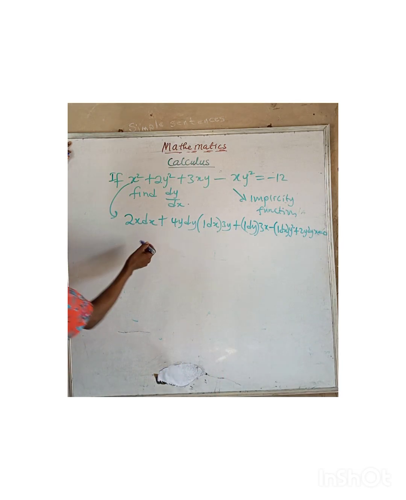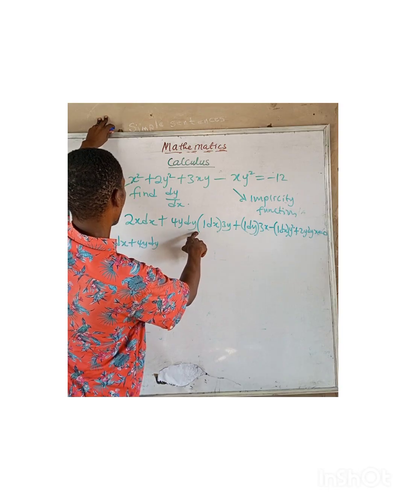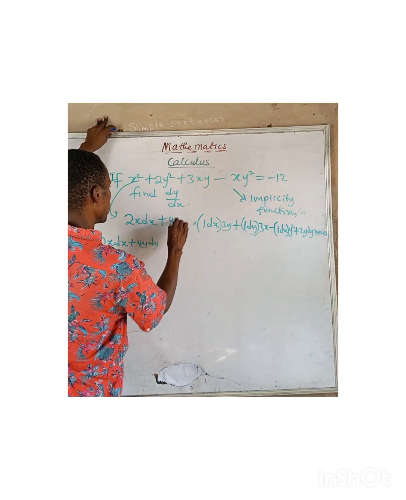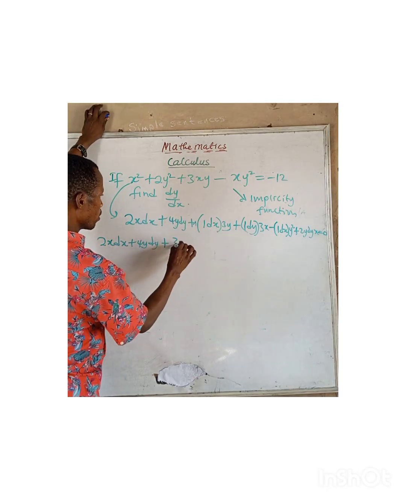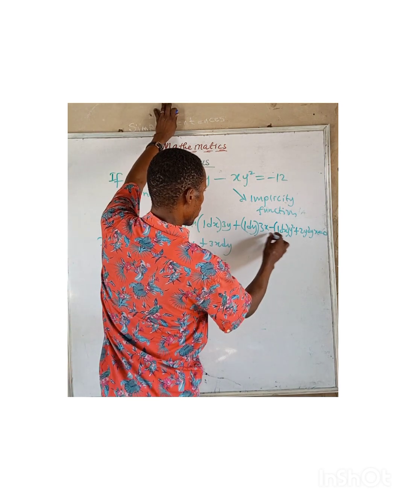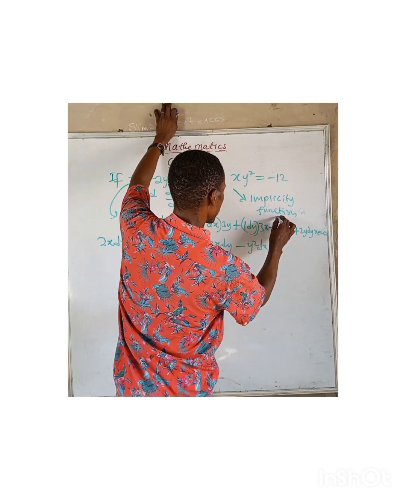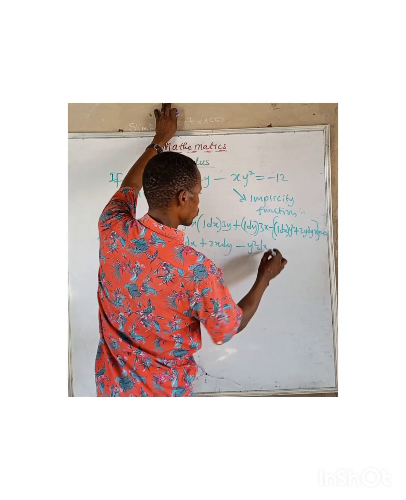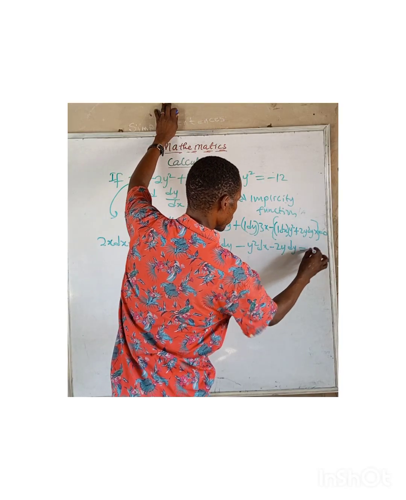So, going forward, this one is going to give us 2x dx plus 4y dy. Don't let us forget the plus. So this one will give you plus 3y dx plus 3x dy. This one will be now minus y squared dx. That minus will affect all two. So minus y squared dx, then minus 2y dy equals 0.